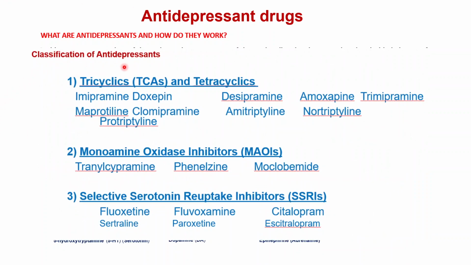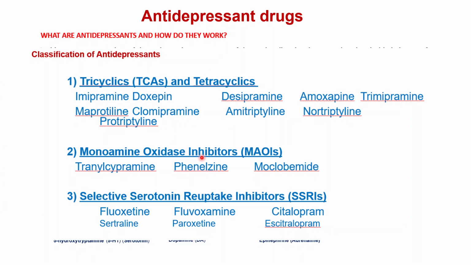Then the classification of antidepressants: we have TCAs, the tricyclics and tetracyclics, for example imipramine, doxepin, desipramine, amoxapine, etc. Monoamine oxidase inhibitors like tranylcypromine, moclobemide, and phenelzine. Then we have SSRIs, the selective serotonin reuptake inhibitors. This is the most important class of antidepressant drugs, like fluoxetine, fluvoxamine, citalopram, and escitalopram.